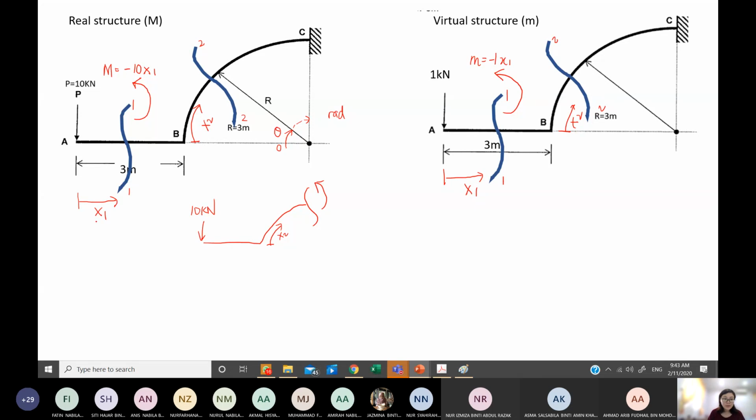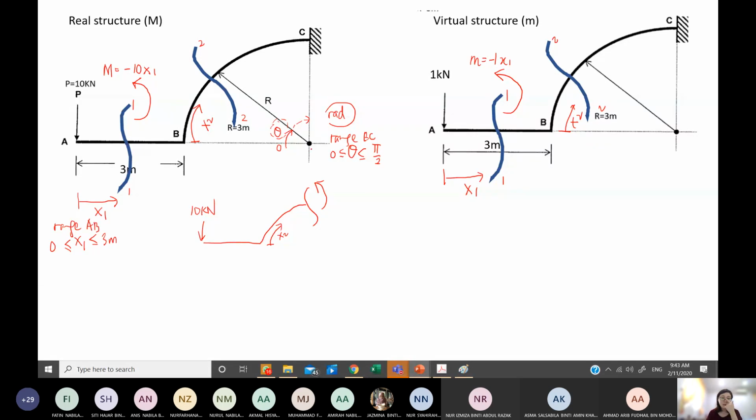Okay, so I would like to go back to this x first. For X1, the range is from 0 to 3 meter. And now the range for this cut section 2, we refer to this theta. This theta will be in the range from 0 to 90 degree, right? 90 degree, if you want to write in radian, will be pi over 2. So this is the range for member B, C. This is the range for member A, B.